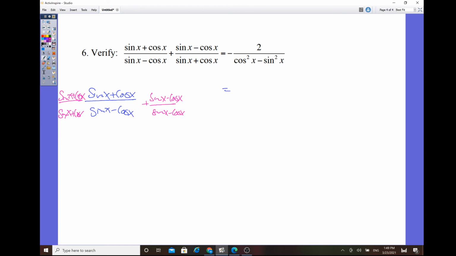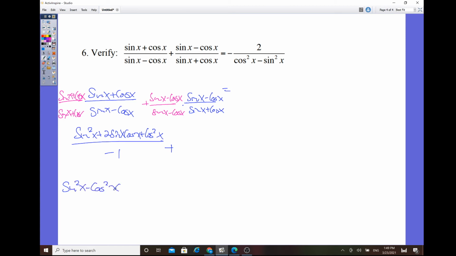Okay, I'm going to rewrite this part here. One thing that we find is that the top part is just the binomial expansion: sine square of x plus 2 sine x cosine of x plus cosine square of x. The denominator is the difference of two squares: sine square of x minus cosine square of x, which is considered negative 1. Okay, so the other one too. So check that.